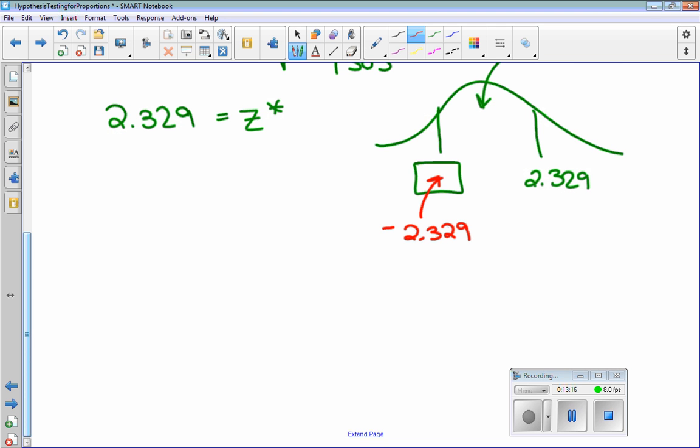Aren't we looking for the middle as our confidence level? So what we would do here is normal CDF, lower bound, upper bound. Because they are z-scores, our mean and standard deviation are just 0 and 1. So our normal CDF, negative 2.329 to positive 2.329, with 0 as the mean and 1 as the standard deviation. So what do you think? What's the confidence level? 98%.